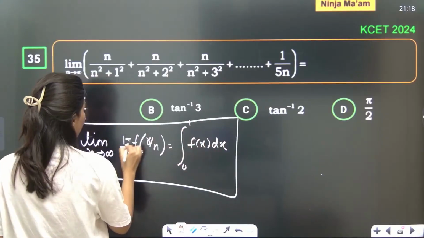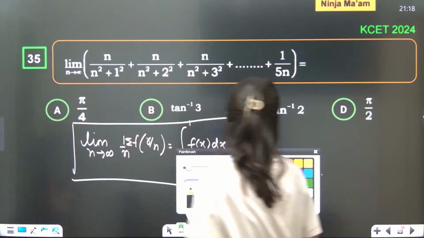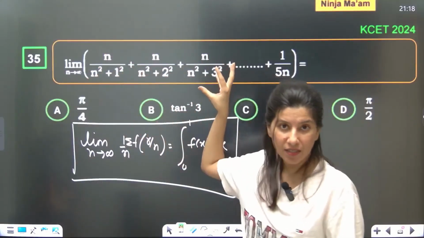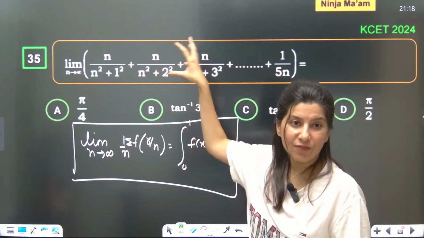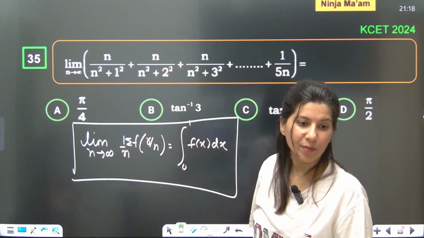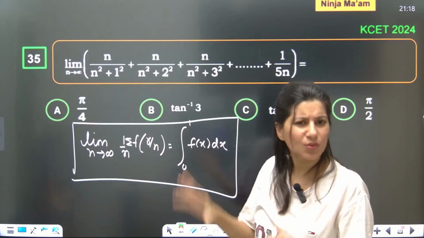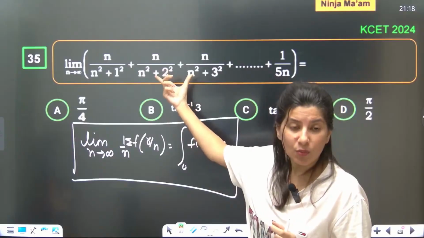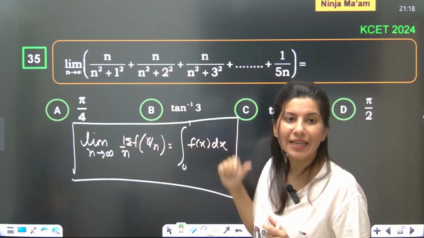There is a summation involved over here. So this is the concept. Now what we need to do is make this summation into this standard format. Then only we'll be able to do this question. This question is not very difficult. You just need to understand that if you convert this question into this format, you will get your answer.